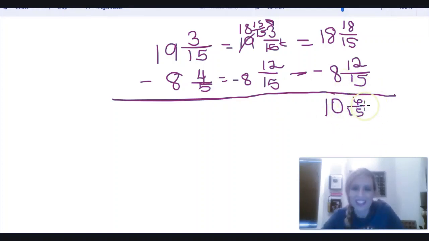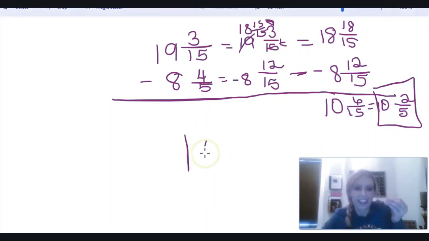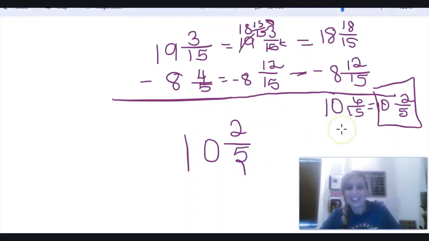I can reduce this, okay? I can reduce 6 and 15. There's a number I can divide both of those by. That number is 3. So if I divided 6 by 3, I would get 2. 15 by 3, I would get 5. All right. Let's just write that there. So my answer would be 10 and 2/5. All right. 10 and 2/5.